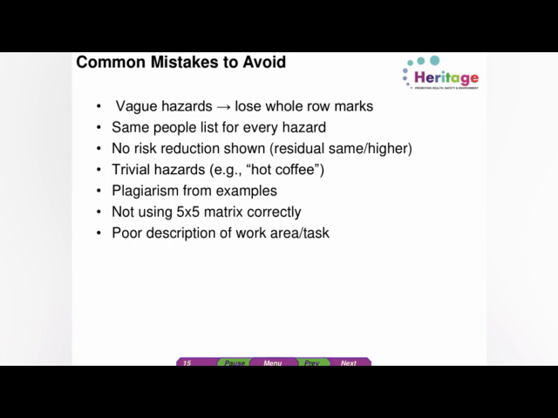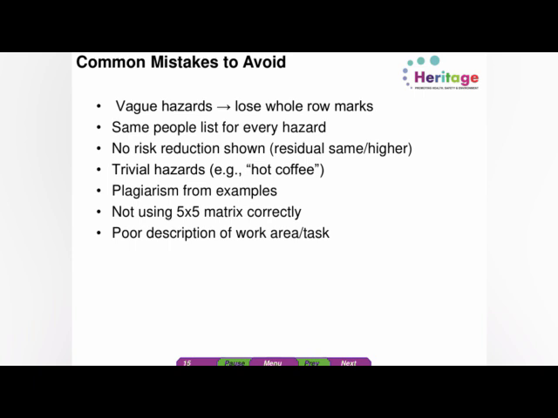2. Copying the same list of people for every hazard. Vary the groups and numbers across your 4 rows. 3. No risk reduction shown. If your residual risk score stays the same or goes higher, you will lose the 2 marks for the new risk rating. 4. Choosing trivial hazards such as hot coffee, untidy desk, or using stairs. Pick significant real hazards that need improvement.